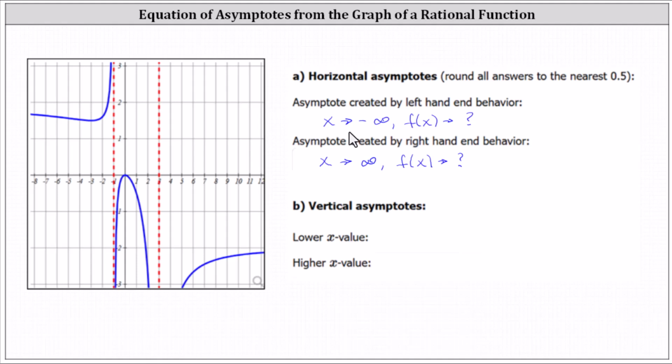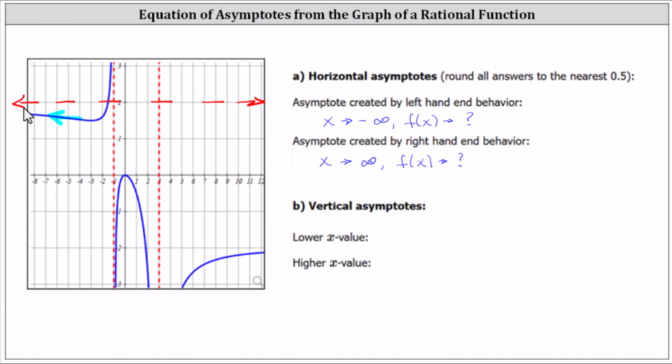As x approaches negative infinity, we can think of moving left along the graph. As we move left along the graph, we're moving in this direction. Notice as we move to the left, or as x approaches negative infinity, the y value or function value is approaching positive 2. Let's also sketch the horizontal line y equals 2. This is a horizontal asymptote for the rational function.